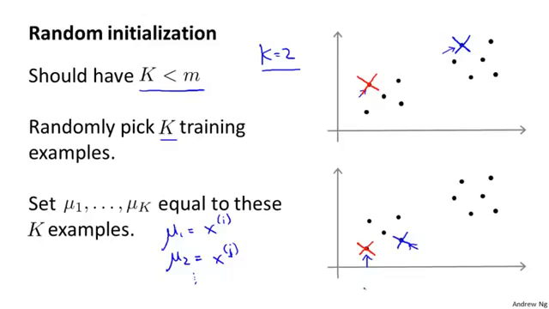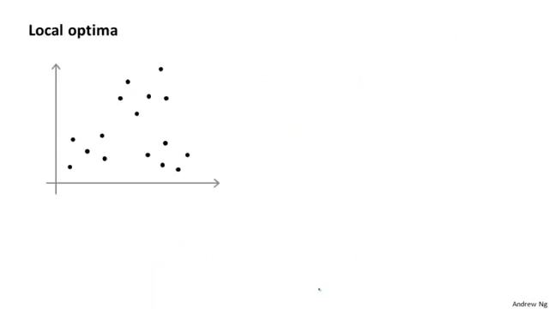So as is suggested perhaps by these 2 illustrations on the right, you might really guess that k-means can end up converging to different solutions depending on exactly how the clusters were initialized. And so depending on the random initialization, k-means can end up at different solutions. And in particular, k-means can actually end up at local optima.